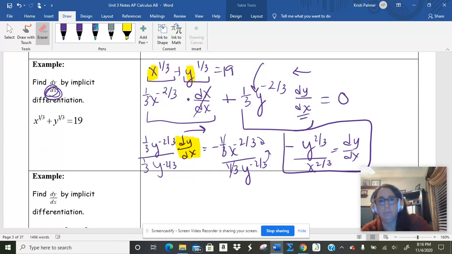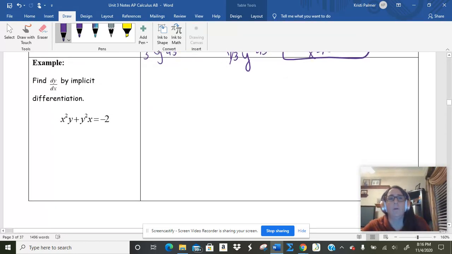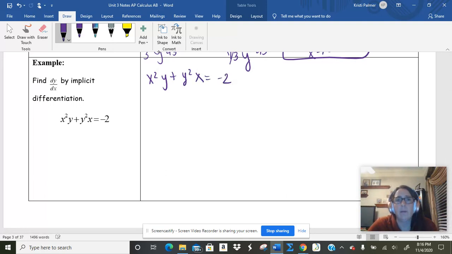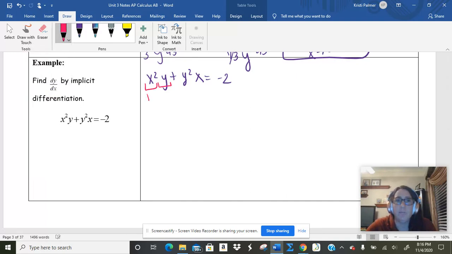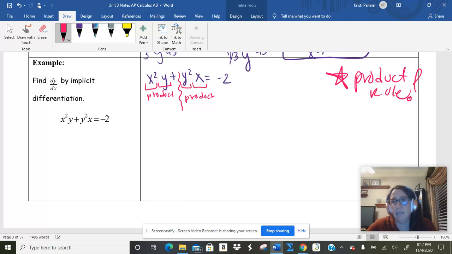Okay, let's do another one. I'm going to rewrite this. So now we have to take this derivative. Guess what? This derivative is a product rule. And we can do the terms separately with pluses, but now this derivative is a product rule. You almost always want to look for the product rule when you're doing implicit. It's usually going to show up.